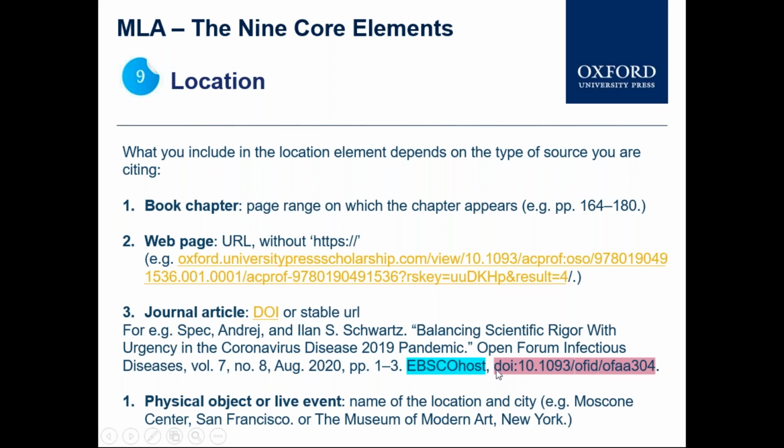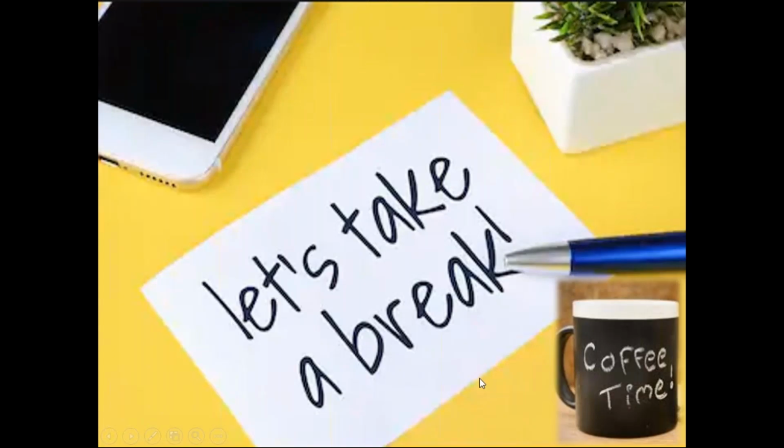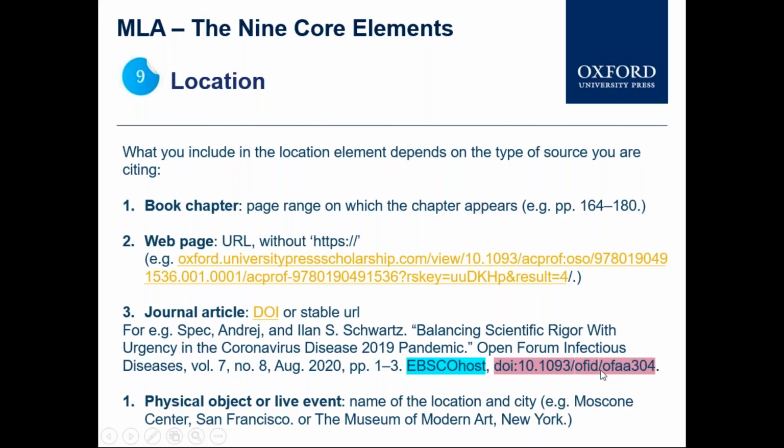So you see here, this is a journal article. We are giving the name of the host as well as the DOI number. If it is a physical object, like if you have seen it in a live event, especially in subjects like music and art, you can mention the name of the location and the city.